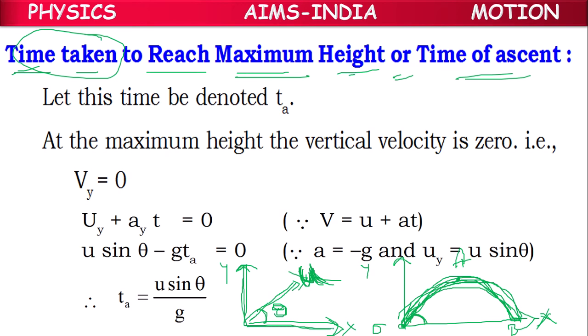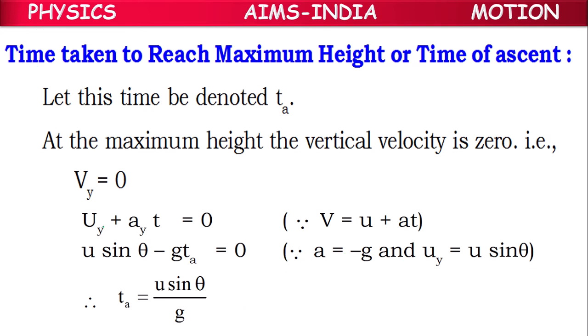The horizontal component of this velocity u is termed as u cos theta, and the vertical component of velocity is termed as u sin theta. So we have u cos theta along x direction, u sin theta along y direction. Means same value of u only, but divided into two components, like u cos theta and u sin theta.